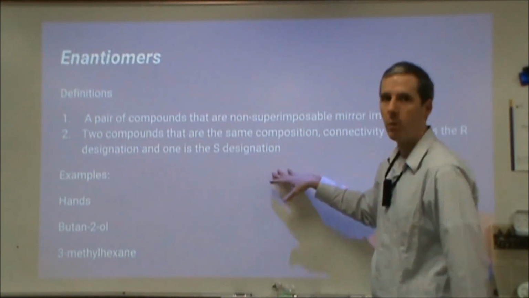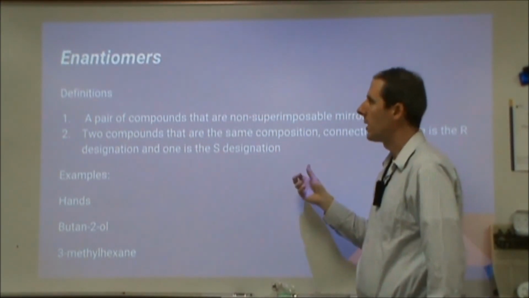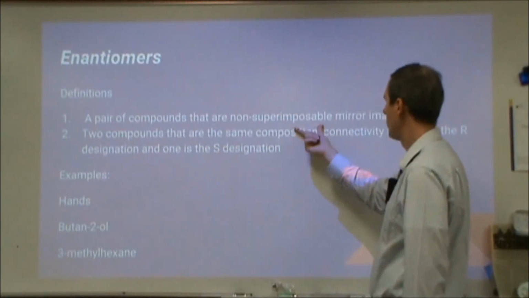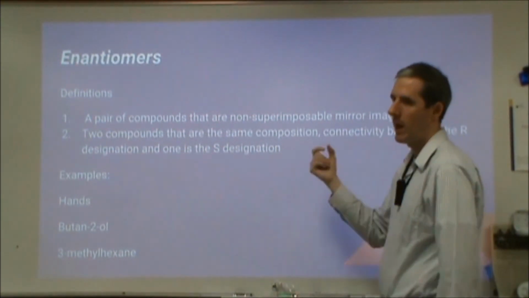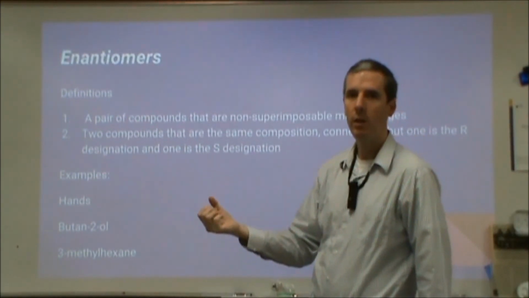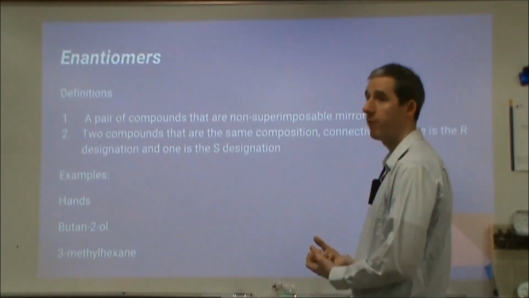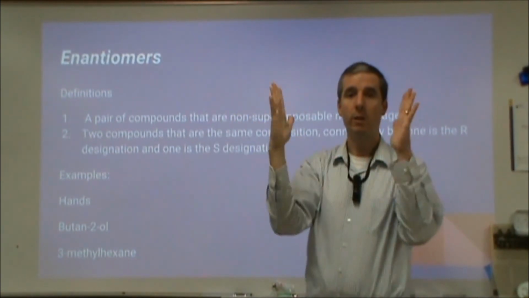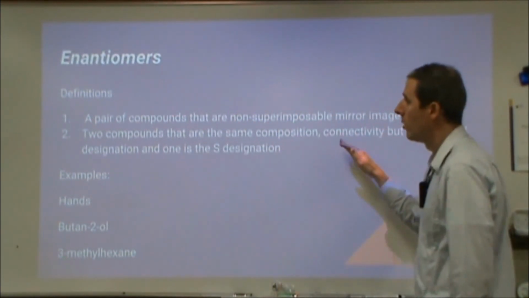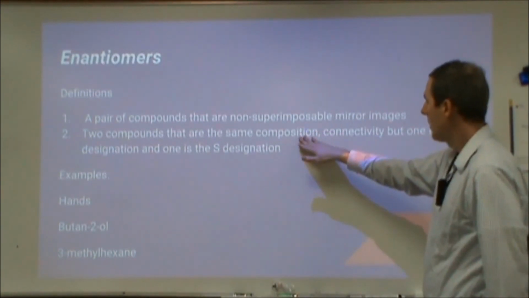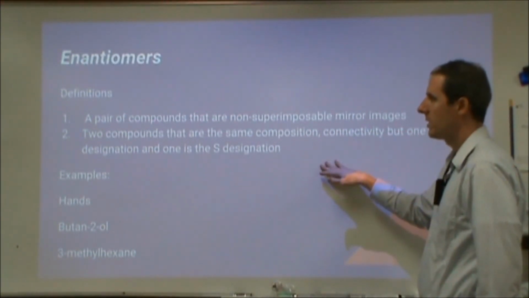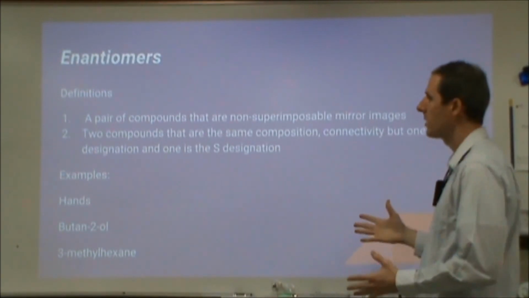Enantiomer goes with the word chiral. They're almost the same thing. So enantiomers are a pair of compounds that are non-superimposable mirror images. So chiral refers to just the one thing, and an enantiomer refers to the pair of things that are the mirror images. This is chiral, these are enantiomers. Okay? So these are 2 compounds, same composition, same connectivity. One is the R designation, one is the S designation. Okay? So that's the kind of thing we're looking for.